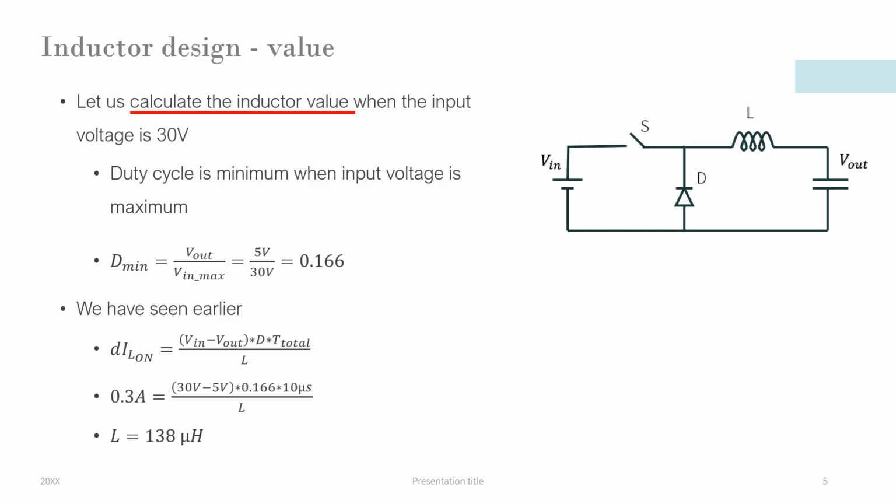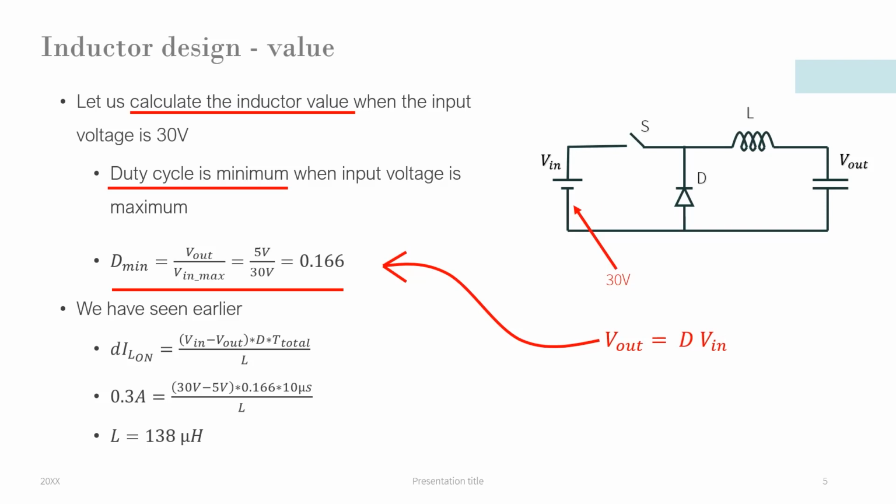Let us calculate the value of the inductor when input is maximum, that is when input is 30 volt. We know the buck regulator output transfer function. Using this, we can find the minimum value of duty cycle which occurs at maximum input voltage. On substituting the values, the duty cycle amounts to 0.166.